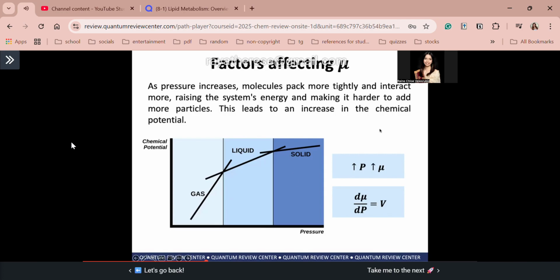So, what happens to our chemical potential? Edi, it increases because it would take a large amount of energy, okay, to force the gas molecules to interact with each other. Kasi in the first place, guys, dapat very far apart lang yan, okay? So, there is a large increase in the chemical potential. Next, for liquids, there is a moderate increase in chemical potential.